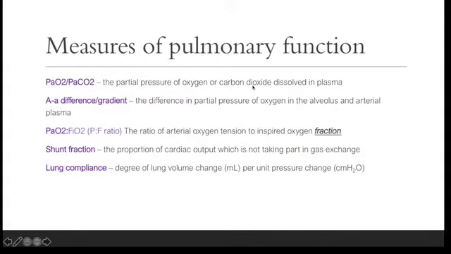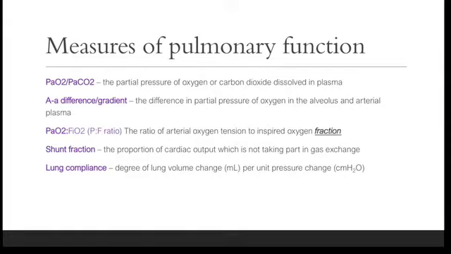Throughout these papers, they will mention different ways that we can assess lung function, and the ones that they mainly talk about are highlighted here. So probably the most straightforward one is the PaO2 or the PaCO2, which is the partial pressure of oxygen or carbon dioxide, respectively, which is dissolved in the plasma. And they will also look at the AA difference, so that's the alveolar arterial difference, or sometimes called the AA gradient, and that's the difference in partial pressures of oxygen within the alveolus compared to the arterial plasma. So there is usually a small difference in pressure which drives oxygen from the alveolus to the bloodstream.